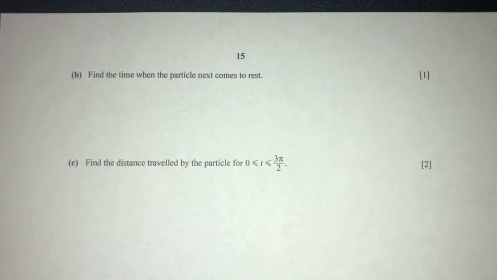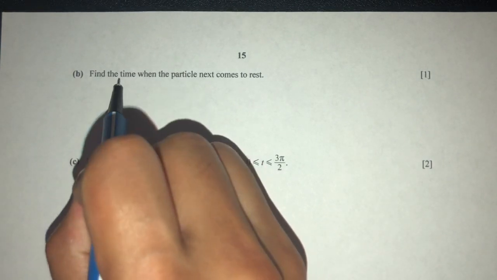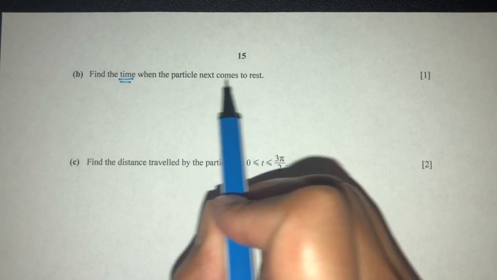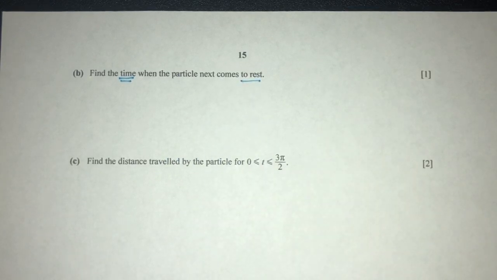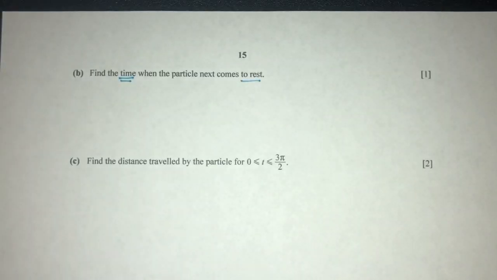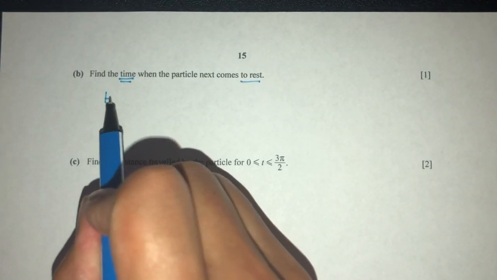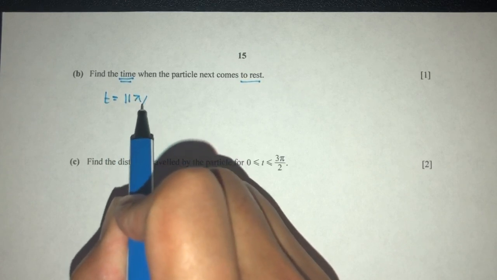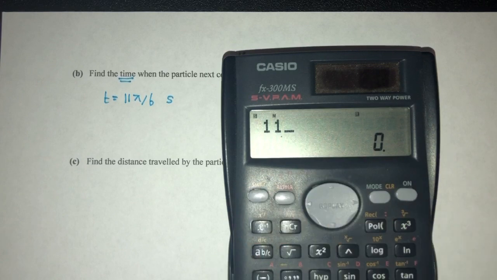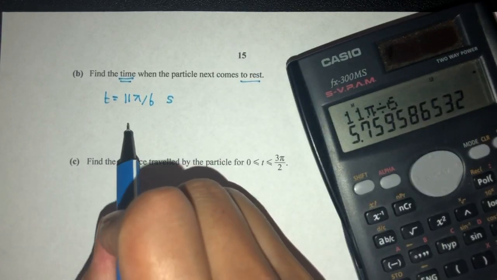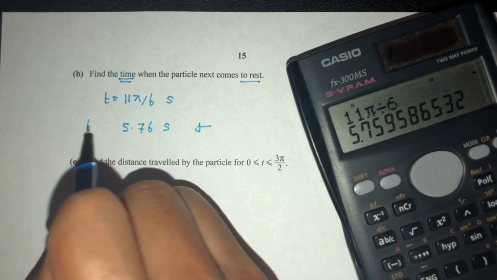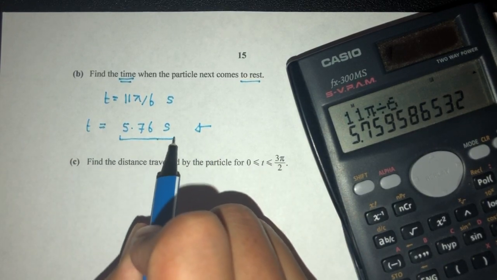Now let's move on to part B. Here we have to find the time when the particle next comes to rest. As you can see here, the time when it next comes to rest will be this one. Time will be 11 pi over 6 seconds, or 11 pi divided by 6 will be 5.76 seconds. That is the time it comes to rest the second time.